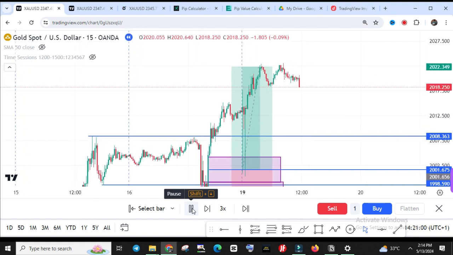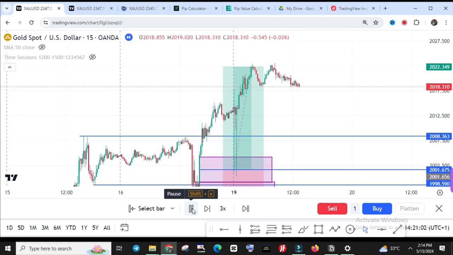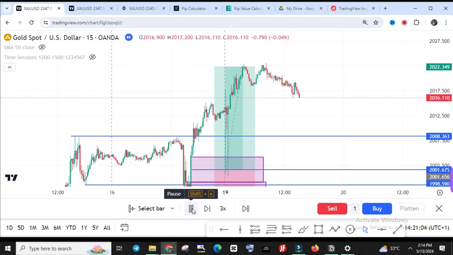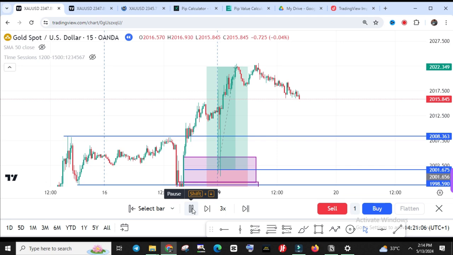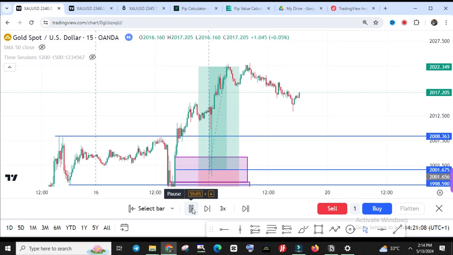So this is exactly how to take this trade. I've given you a clear chart example using gold. You can do this on currency pairs, you can do this on synthetic indices.